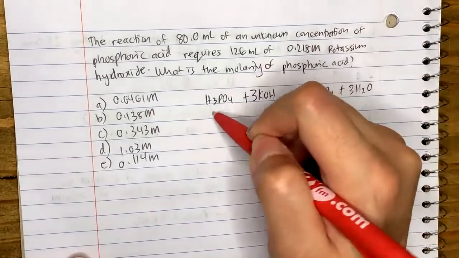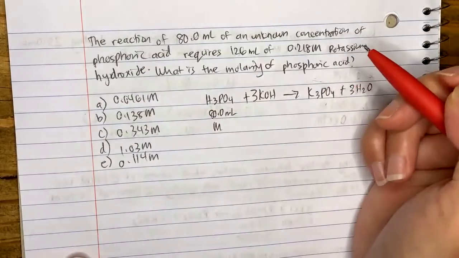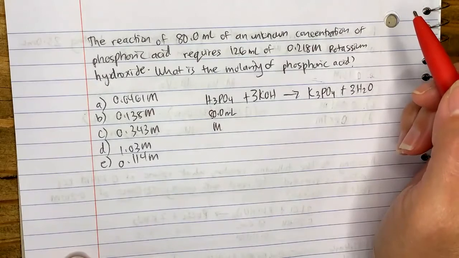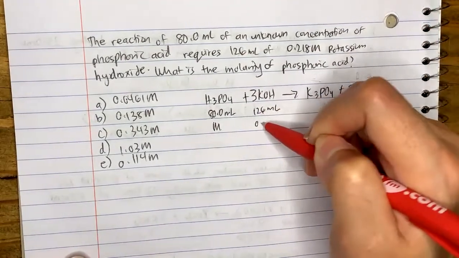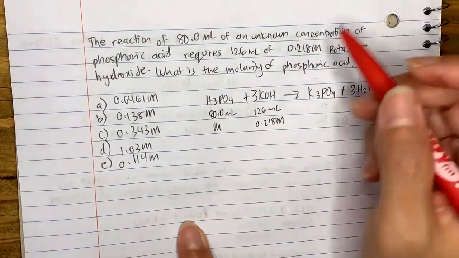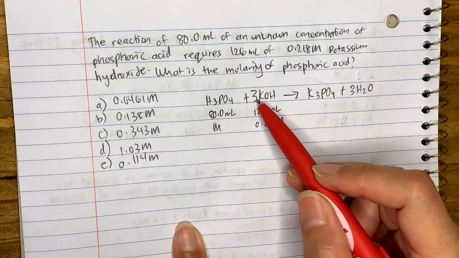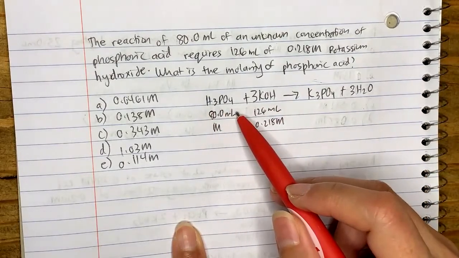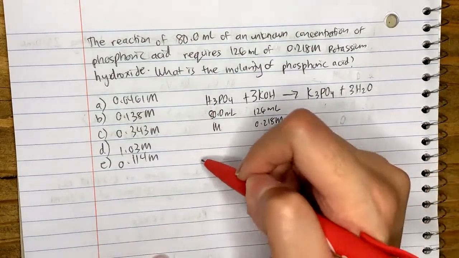So I have 80 mL here. We don't know the molarity. And we have potassium hydroxide, 126 mL, 0.218 molarity. Okay? So again, we do the same thing. We take moles of this guy and then convert using the mole-to-mole ratio. Get the moles here, divide by 80 divided by 1,000. You should be able to get the molarity there. So I'm going to work it out real quickly here.